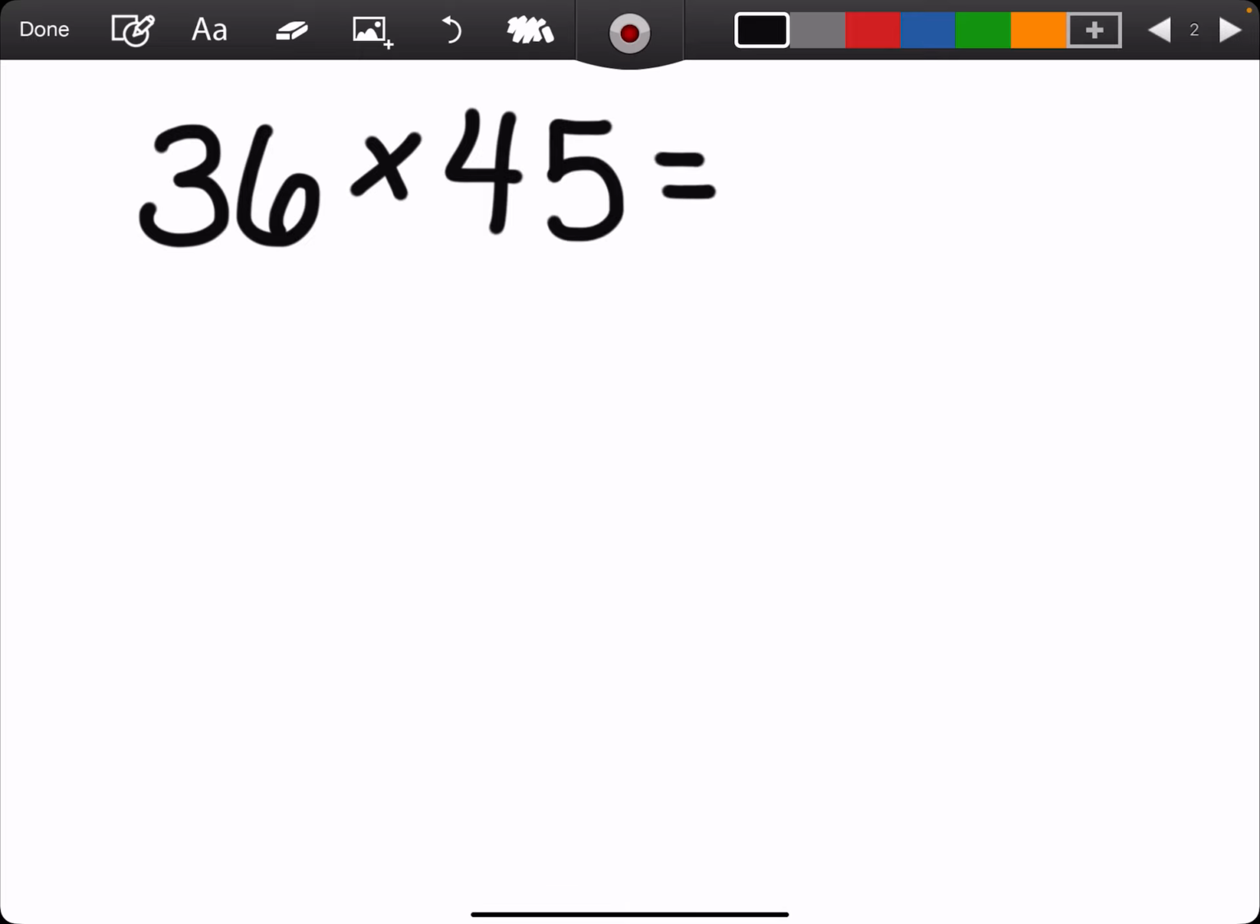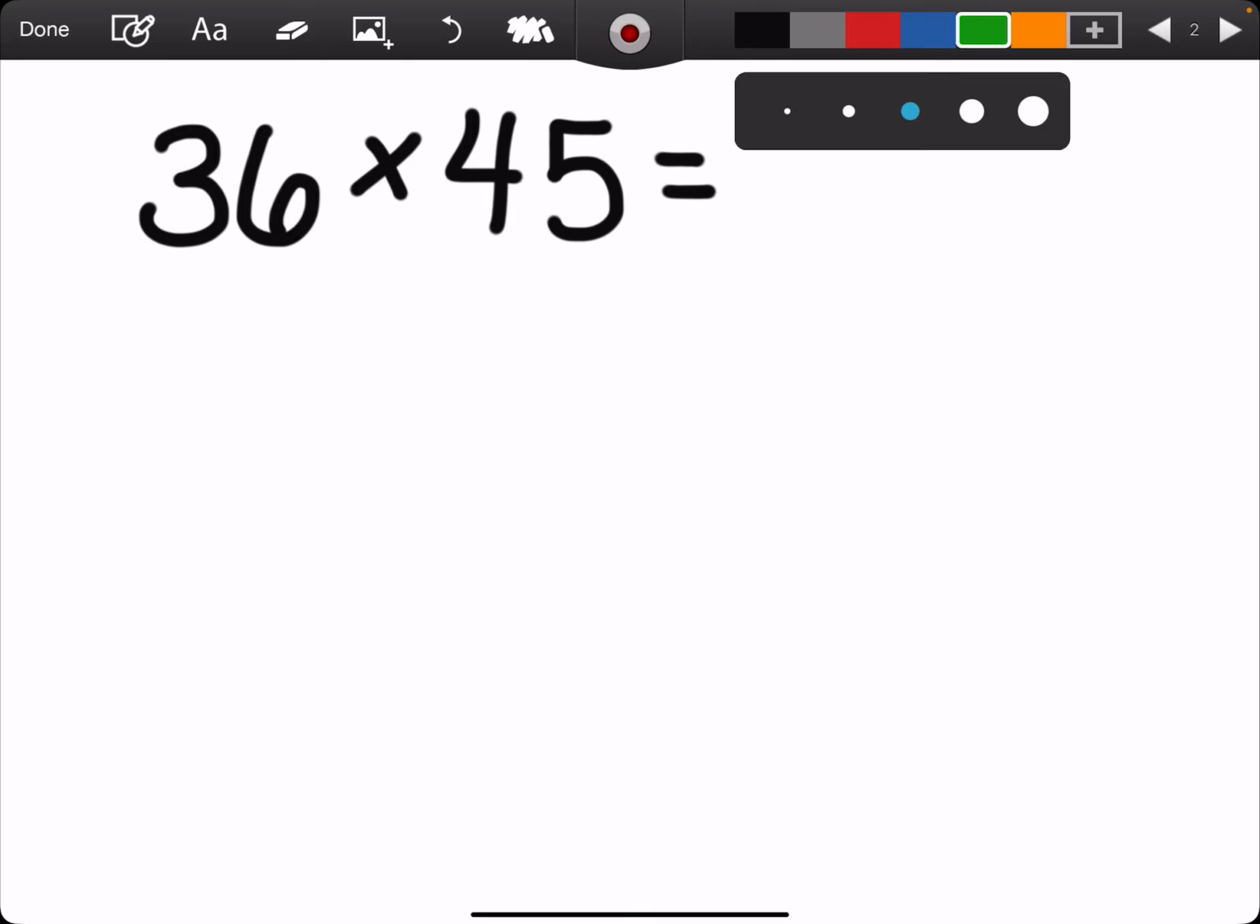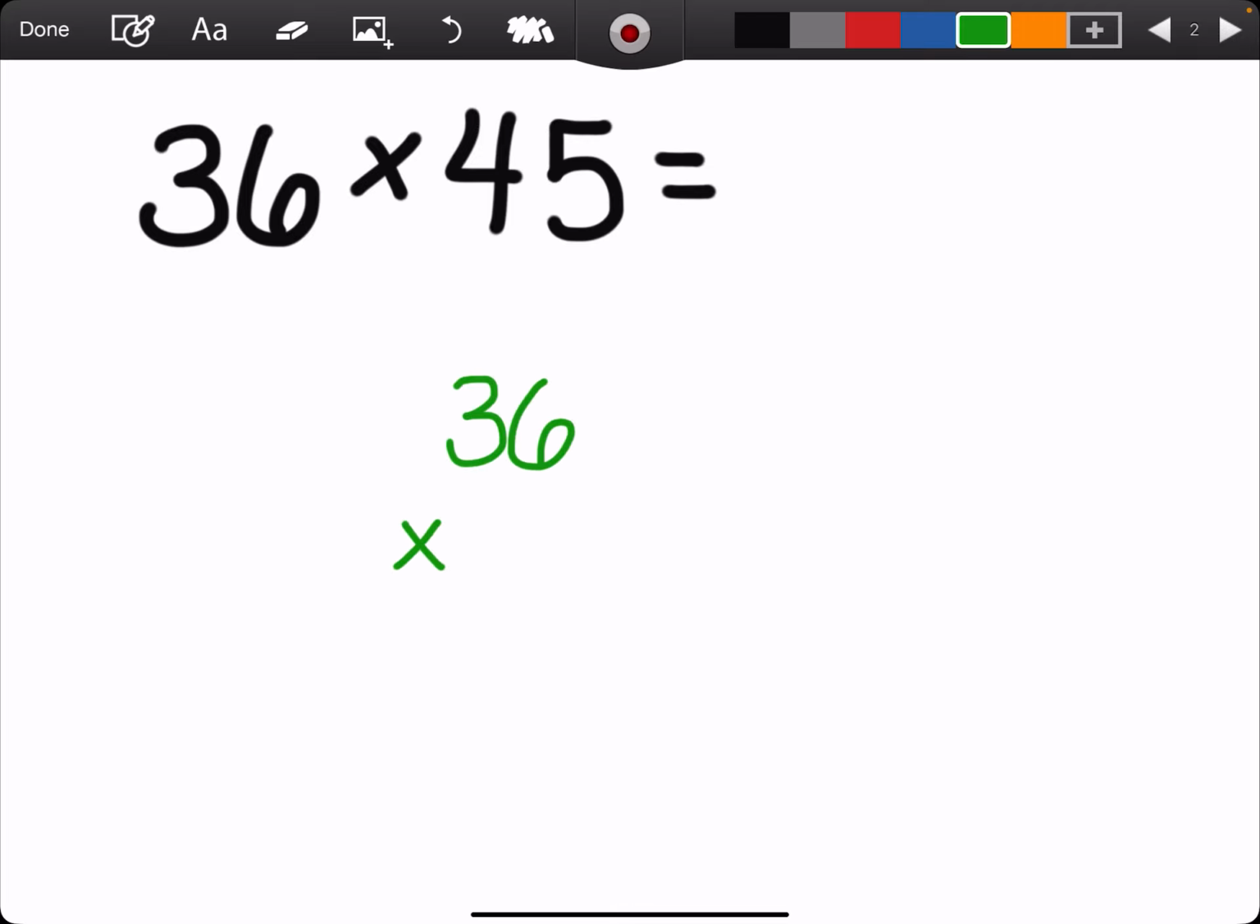times 45, okay? So if I'm doing 36 times 45, how am I going to multiply this? Well, I'm going to set it up and do 36 times 45, okay? I'm going to start in my ones place. I like to start on the bottom number. Doesn't make a difference which order we multiply them based on the commutative property of multiplication, but I'm going to start on the bottom, and I'm going to start with my 5.